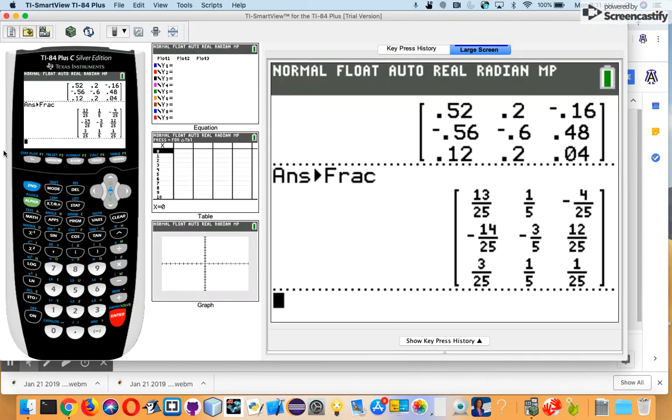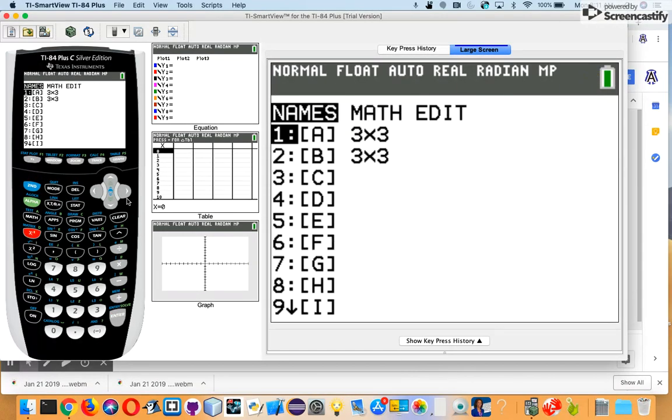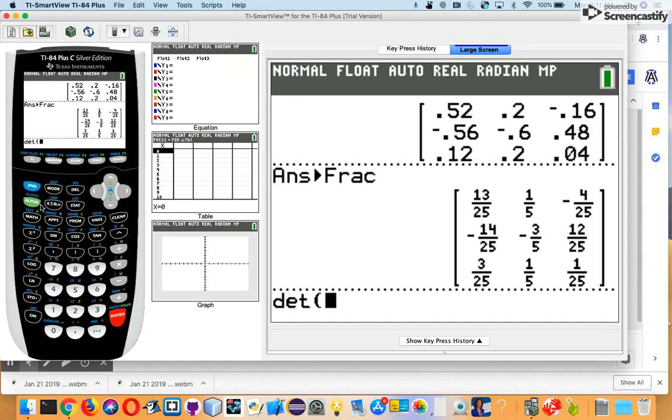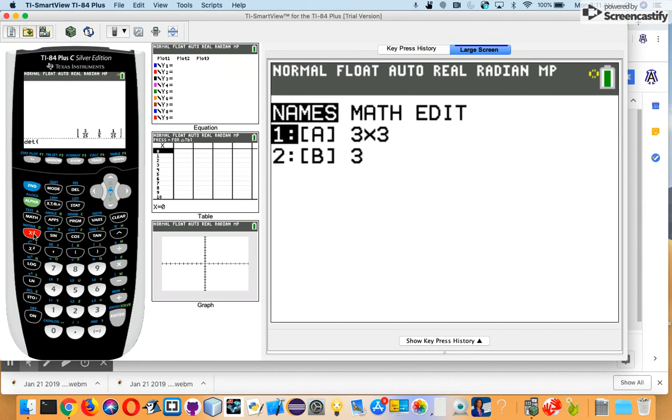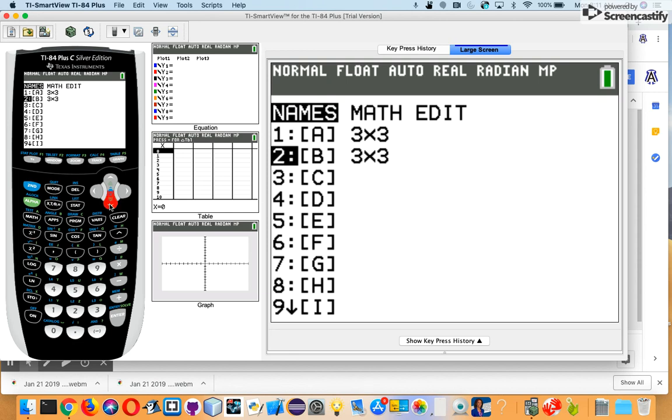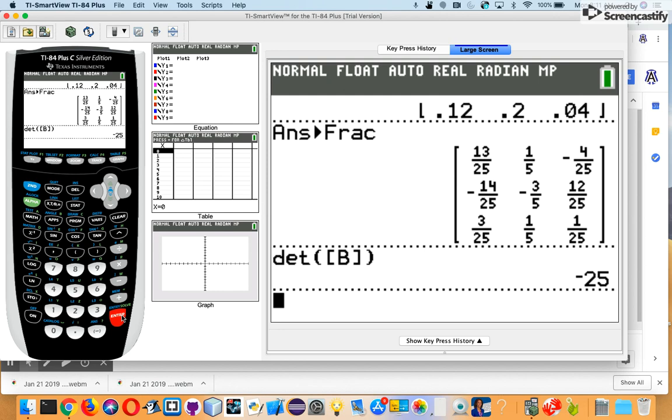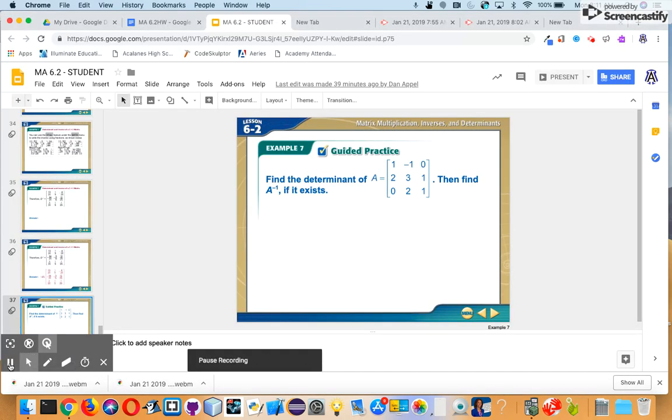If you go back to your matrix menu, you go over to math, you do have a determinant value, and if you do second matrix B, hopefully we get -25, and we do. So that's a good way to check it. You should know how to do it both by graphing calculator and by hand as we go through this. All right, good luck.